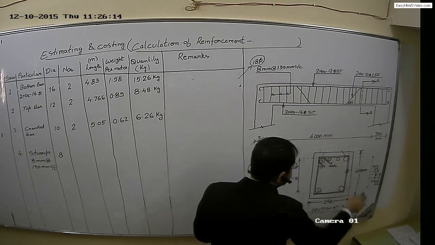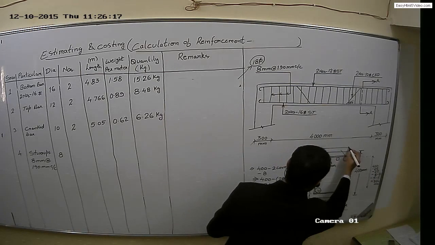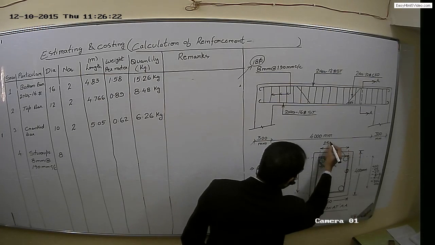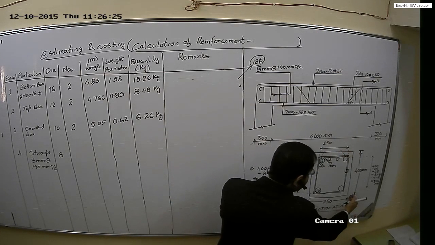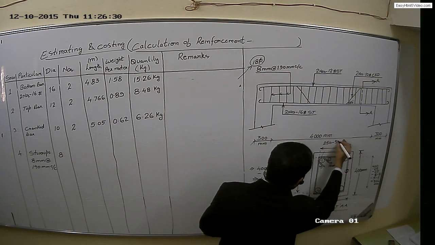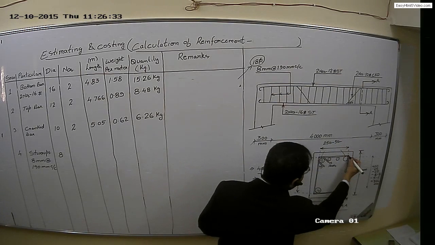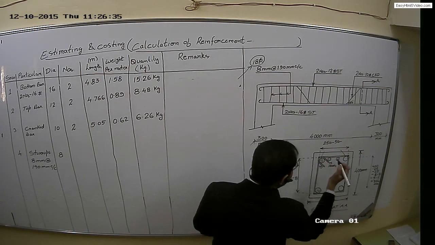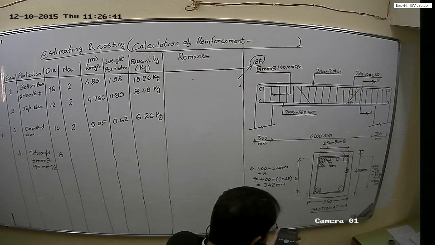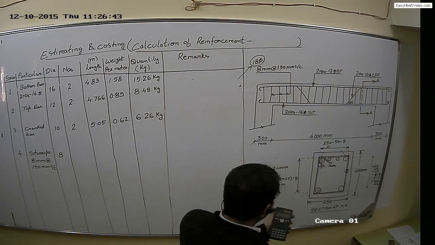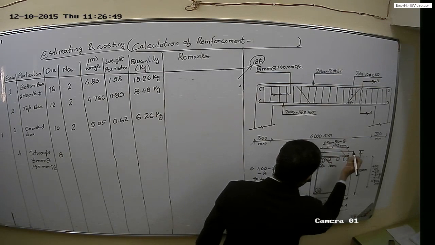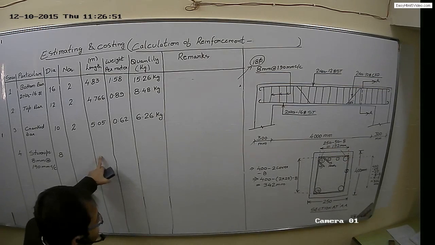Similarly, we'll calculate this particular distance. This distance will be 250 mm minus 2 side covers, which are 25 mm each, means minus 50, and minus half the dia of this stirrup and half the dia of this stirrup, which is 8. So you will get 250 minus 50 minus 8, which is 192 mm. So the length can be calculated.